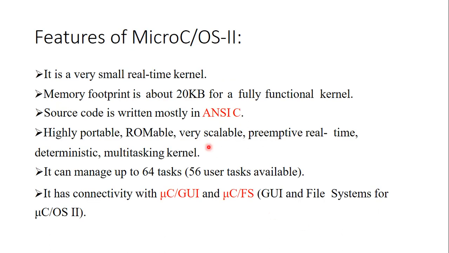Now the features of Micro C OS. It is a very small real-time kernel. The footprint is about 20 KB, so it is very compact in size. It is mostly written in ANSI C, so it is highly portable, ROMable, very scalable, deterministic, multitasking, and so on. So these are the features of it. It can manage up to 64 tasks. Out of them, 8 tasks are reserved for system use, whereas 56 tasks are available for the user.